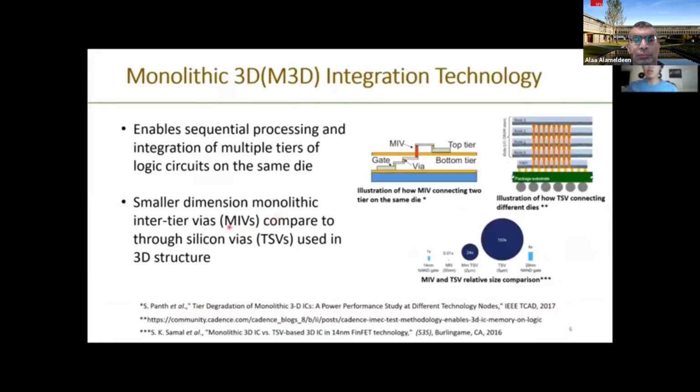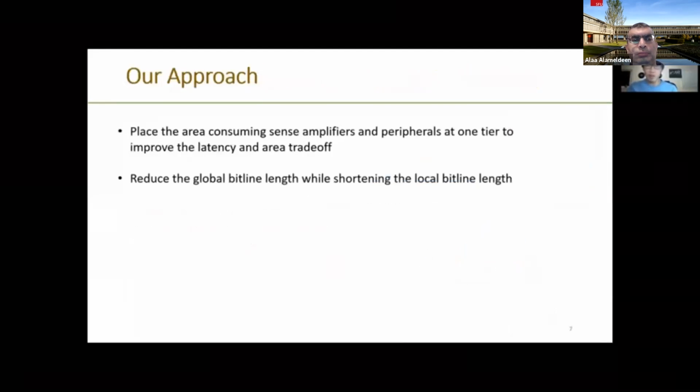So monolithic 3D technology enables processing and integration of multiple tiers of logic circuits on the same die. Compared to the traditional 3D structure that uses through-silicon vias to connect different dies together, the monolithic inter-tier vias of M3D technology have a dimension 10,000 times smaller than the TSV, so that we can achieve very fine-grained vertical interconnects on a single die. For designing DRAM with M3D technology, our idea is to put the sense amplifier on one tier and the DRAM cell array on the other to improve the latency-area trade-off.